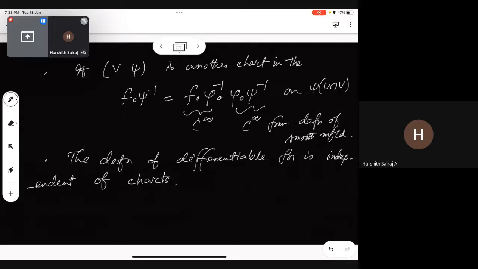Another chart in the space, not in the manifold, might be different. So here, when I say another chart, in the manifold, or rather in the differentiable structure, what I mean is a chart inside that differentiable structure.